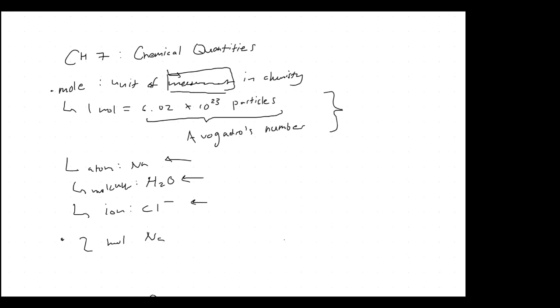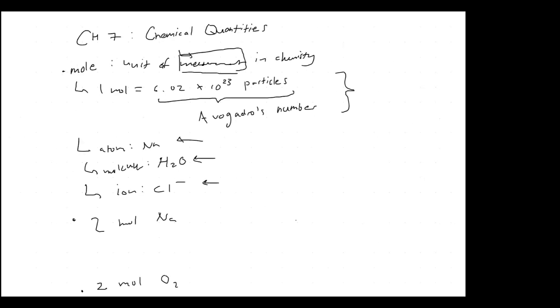So 1 mole can refer to many things. It can refer to an atom, such as a sodium atom, or a molecule like the water molecule, or an ion like the chloride ion. So if I'm saying 1 mole of water, how many particles are there? Well, that's just 6.02 times 10 to the 23 particles of water.